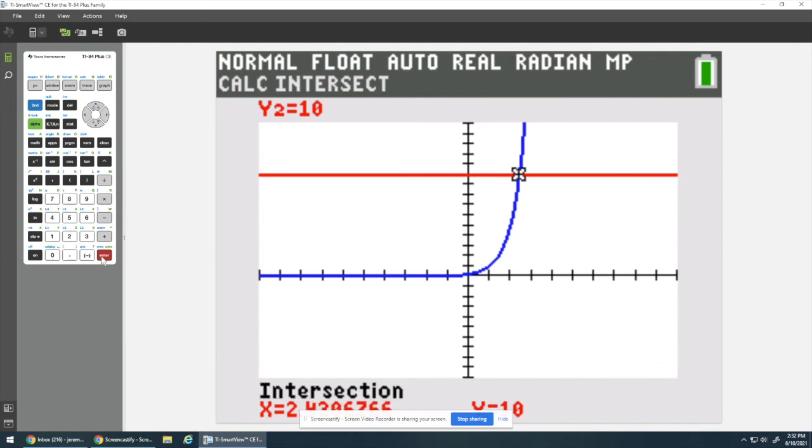So if I just press enter right now, I get this answer of 2.43. So that's the x value. Notice that the y value isn't relevant here. In the equation, there was no y value.